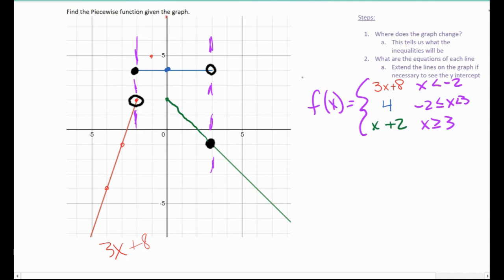And we are all finished. We now have our function here where we see the inequalities tell us where it starts and ends, and the equation next to it, or the expression next to it, represents what the line is going to look like.